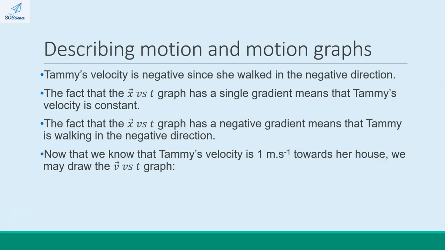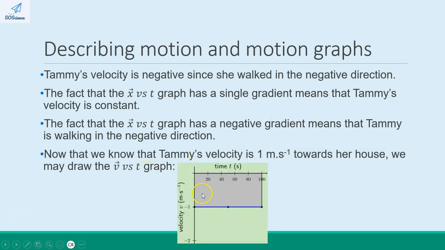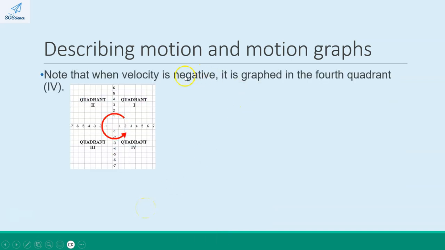Now that we know that Tammy's velocity is 1 meter per second towards her house, which is in the negative direction, we may draw the v versus t graph. And what we need to note is that in this case, the velocity is graphed in the fourth quadrant at the point of -1, because her velocity is 1 meter per second in the negative direction. So when velocity is negative, it is graphed in the fourth quadrant. When it is positive, we graph it in quadrant 1, and when it is negative, we graph it in quadrant 4.